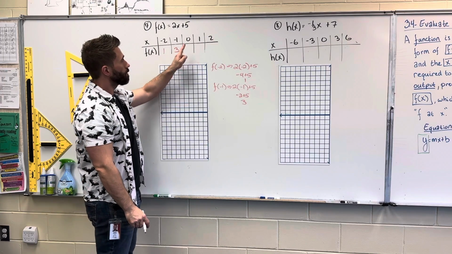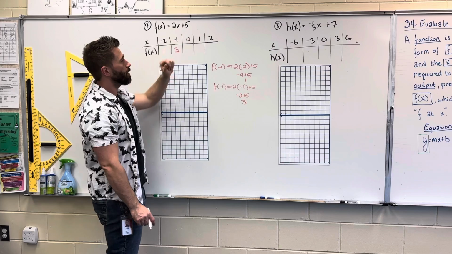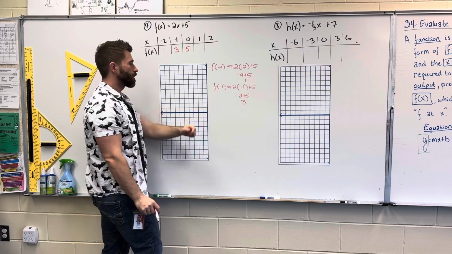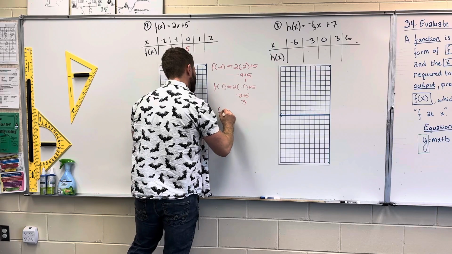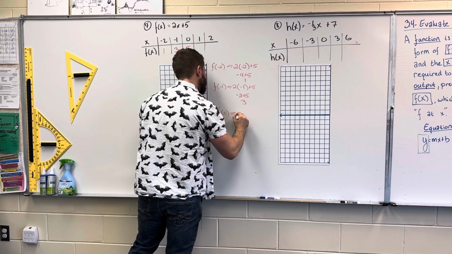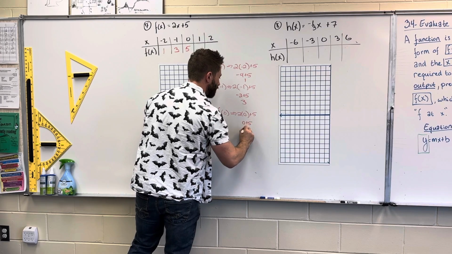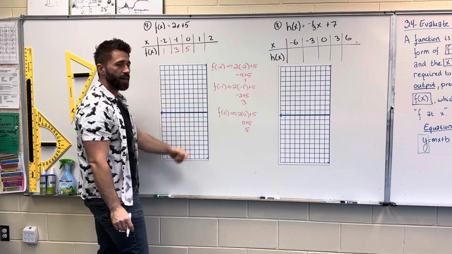Okay, let's try it one more time. 2 times 0 is 0, plus 5 is 5. If you're confused as to where that came from, show your work. So f of 0 produces 2 times 0 plus 5. 2 times 0 is 0. 0 plus 5 is 5. That's where that 5 came from.